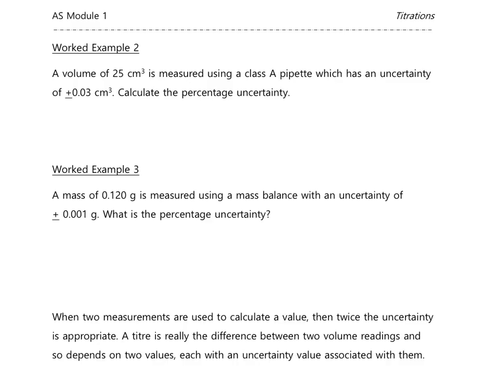So hopefully you've had a go at those for yourself, and let me just go through those and check that you've got these right so that they're correct in your notes. So for the next worked example, we're measuring out a volume of 25 centimetres cubed, but this time using a pipette, which has an uncertainty of plus or minus 0.03 centimetres cubed. So you would expect this answer to be a lot lower than with the measuring cylinder in worked example 1, and that's why we use pipettes for titrations, because they're a much more accurate way of measuring out volumes. You can see the uncertainty is much less.